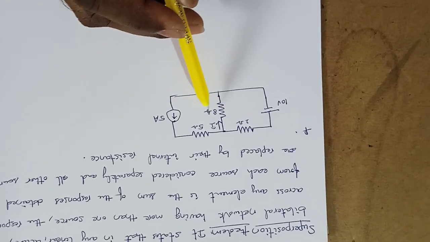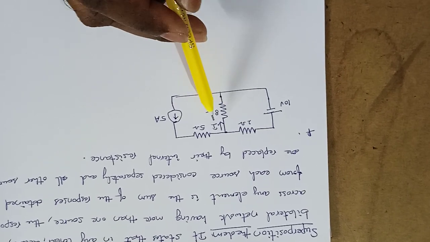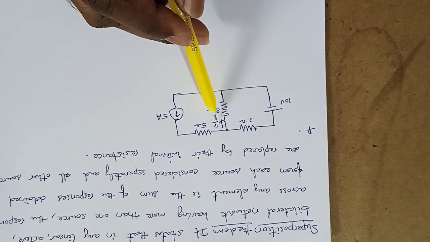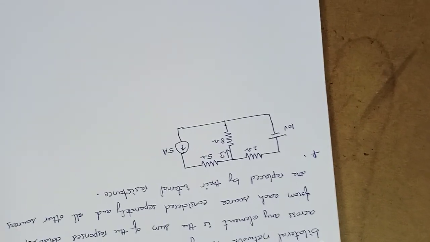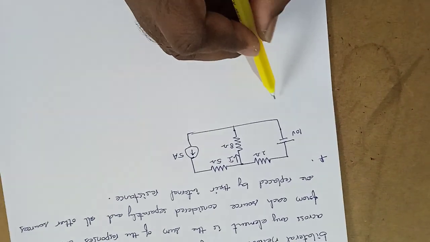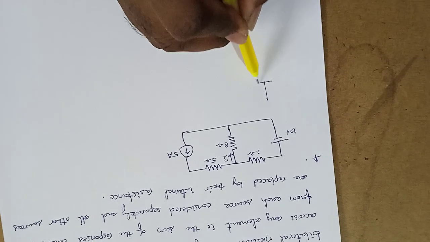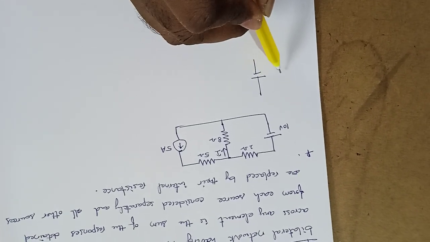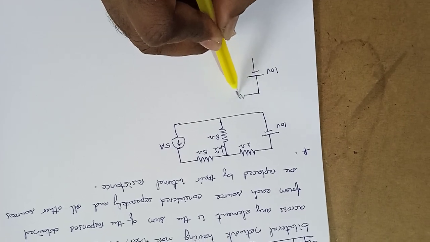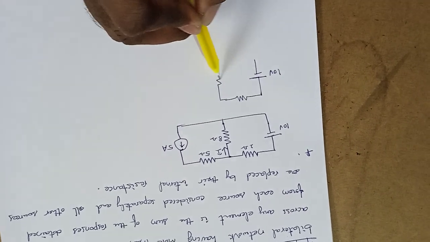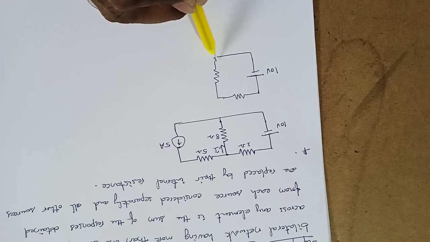So let us solve this problem. Here we need to find out the current here. First of all, there are two sources, right? So you have to consider only one source first. So let us consider this 10 volt voltage source first, and let us draw the circuit diagram.